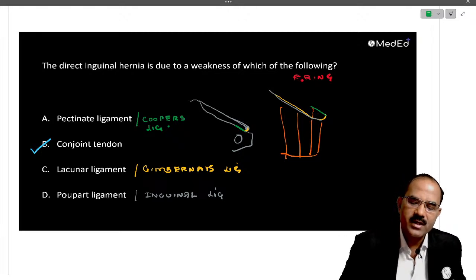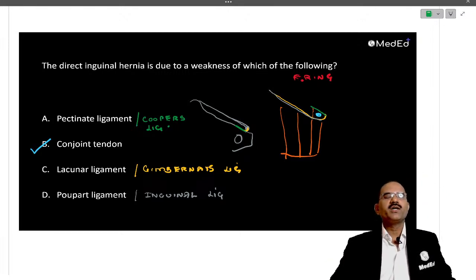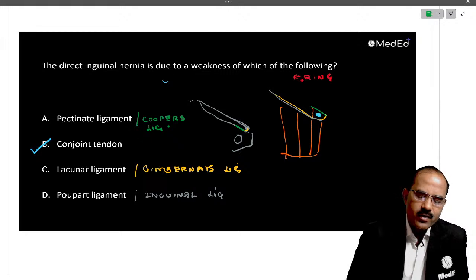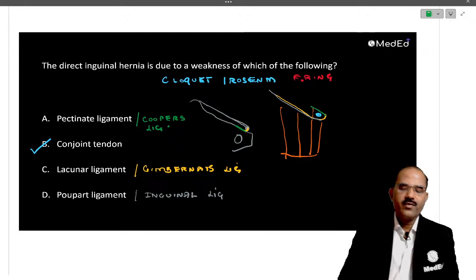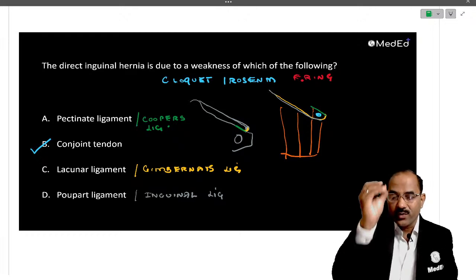This femoral ring is closed by a lymph node. Can anyone tell me what this lymph node is known as? The femoral ring is closed by a lymph node. That's the lymph node of Cloquet or Rosenmuller. Excellent, very good. And what does this lymph node drain?